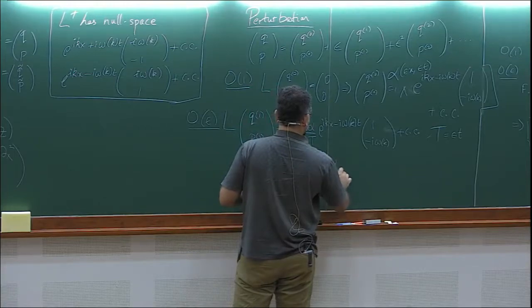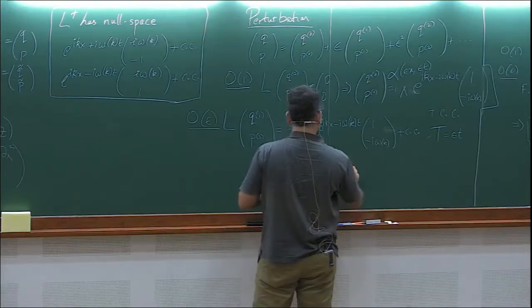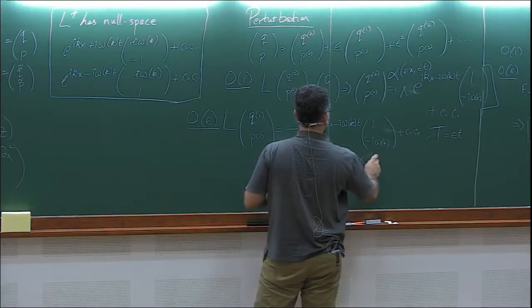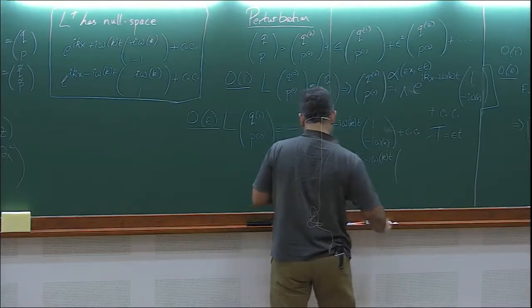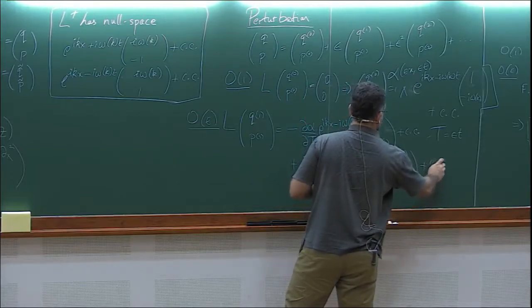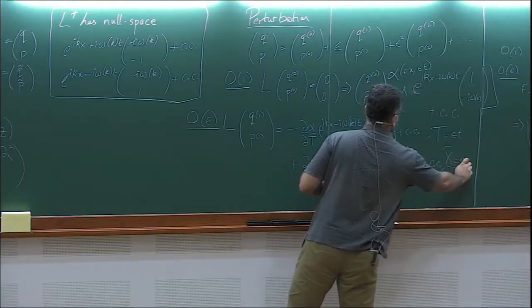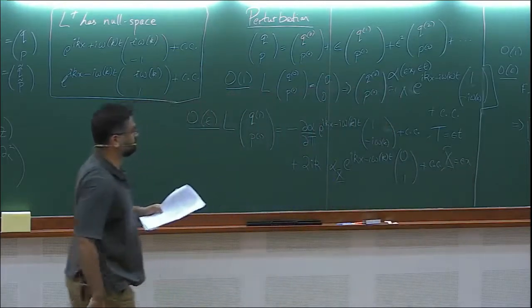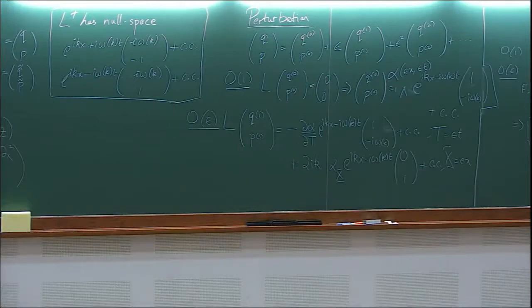2ik alpha cap x e to the ikx minus I omega of k t times the vector 0, 1, plus complex conjugate, where cap x is epsilon little x. I get the vector 0, 1 because the only contribution from this matrix is coming from this x squared. Not from the 1 here, not from the 0, not from the minus 1, not from the 0. So when you actually work it all out, you'll only get the 0, 1 vector, not the eigenvector.